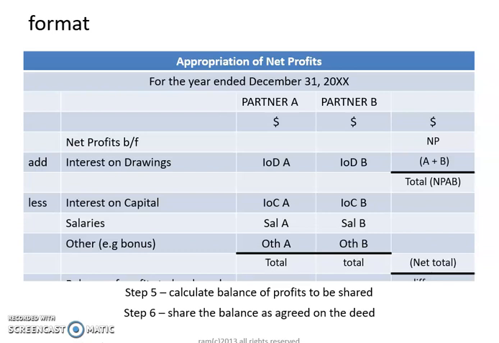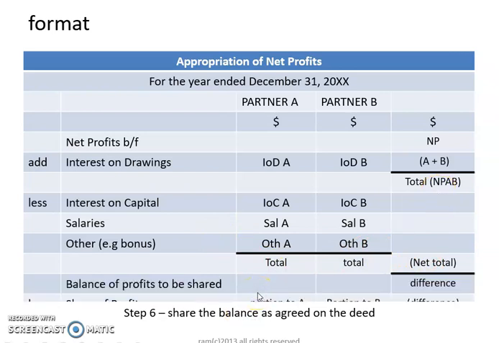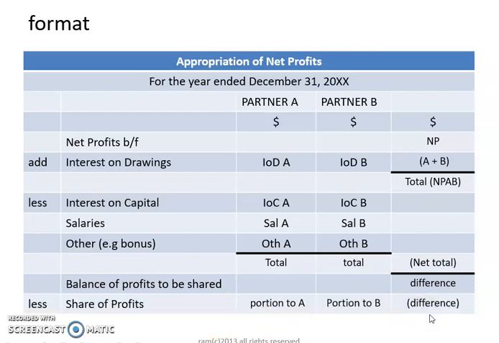So step 5 says we need the balance. So all we need to do is to subtract. Subtract the net total of the deductibles from the net total of the profits available, and we should get the balance to be shared. All right, and that balance to be shared is now what we will share in the agreed ratio as determined on the partnership deed.